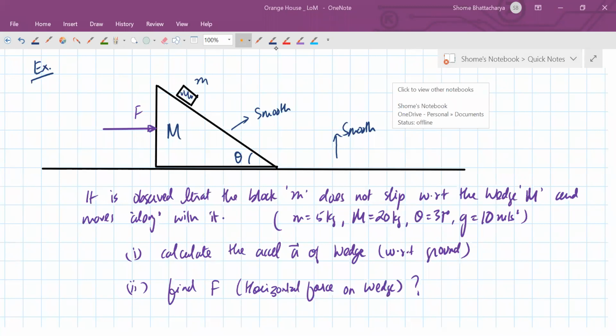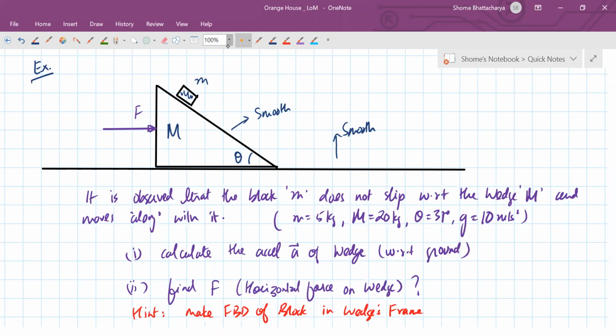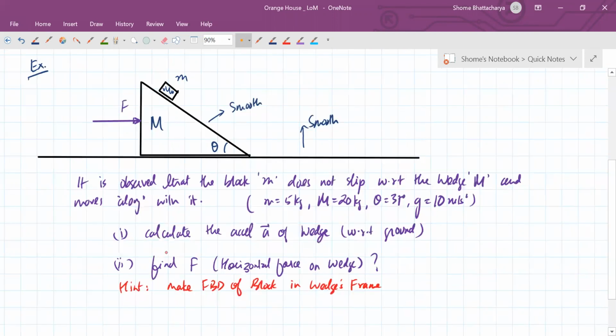So to get the condition for that, start with this. Make the free body diagram of the block in the wedge's frame. Okay. And if you just revise through the lecture notes of the last problem we had done in the previous lecture, it was a very similar free body diagram. So you'll understand what to do from that.